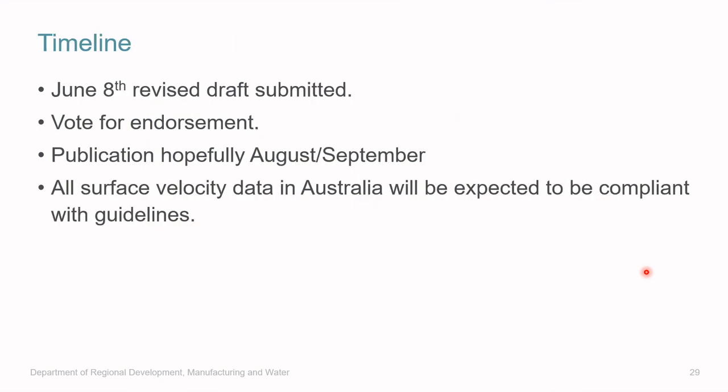So the timeline for the document development: June the 8th this year is when the revised draft will be submitted back to WAMSTEC, where a vote for endorsement will take place, and publication will then hopefully take place in August, September this year, and at that point all of the surface velocity data in Australia will be expected to be collected in compliance with the guidelines.